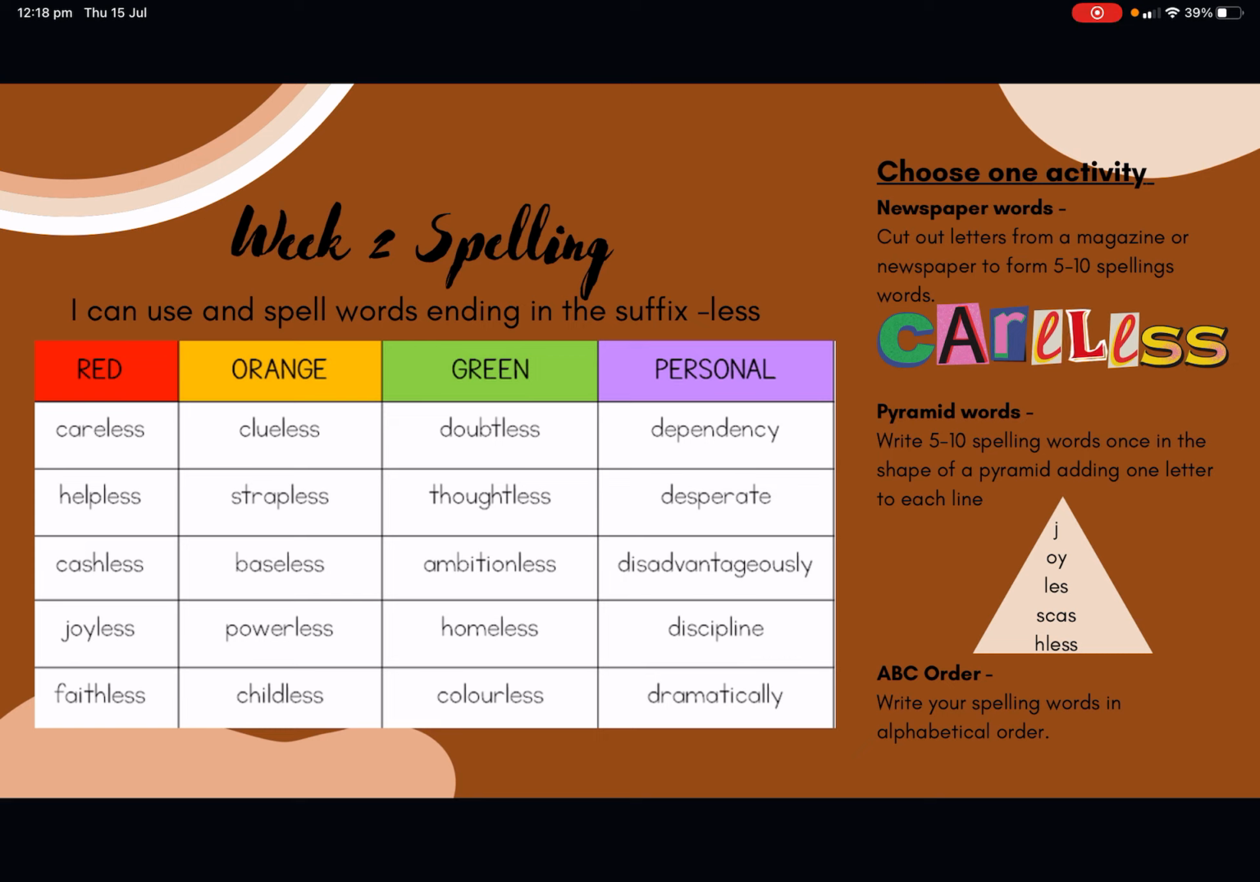So you are writing your spelling words in alphabetical order. So you're starting with A and working your way down the alphabet. Now remember, if you have a few words that start with the same letter, you move to the next letter and then the next letter. And that will tell you which one comes first.